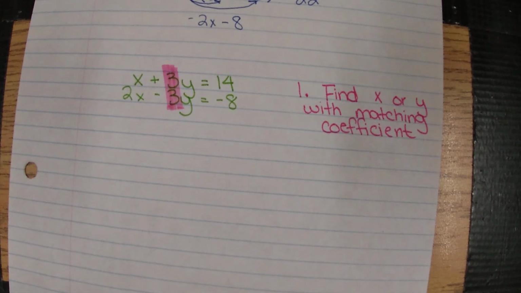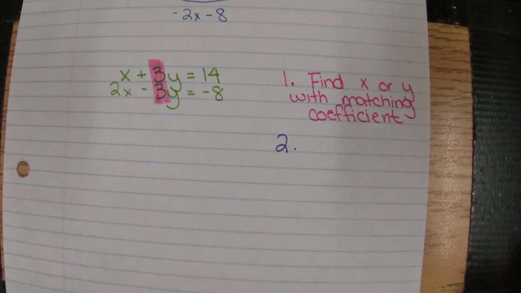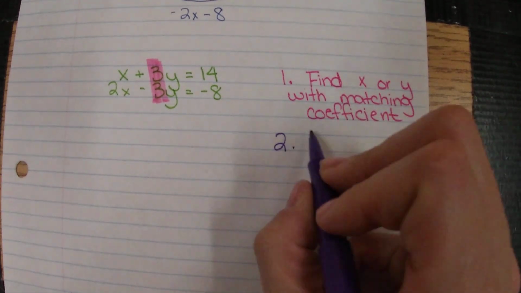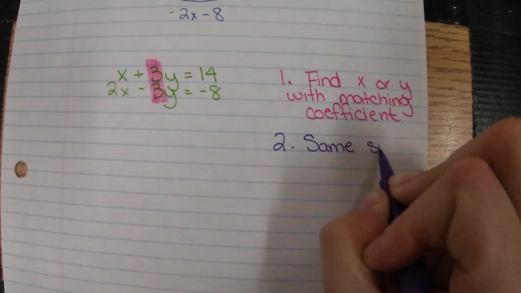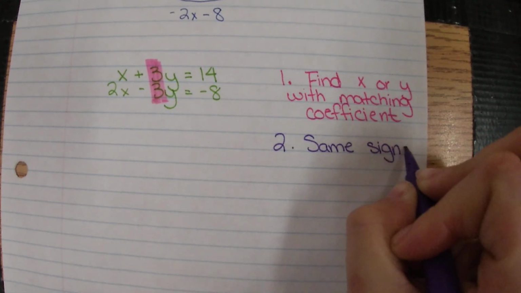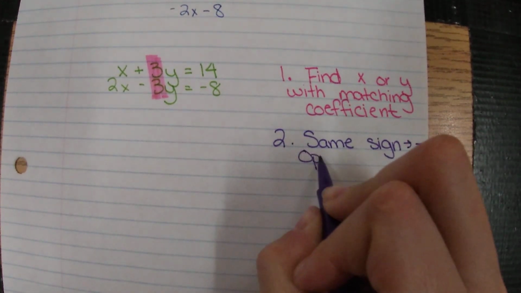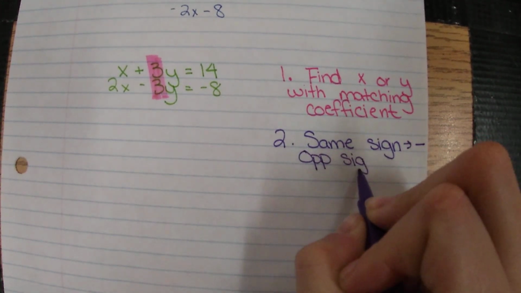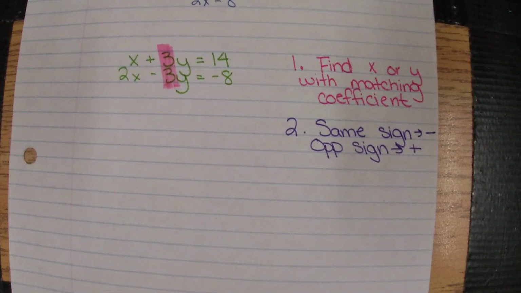Once we decide where we have a matching one, our next step is to decide if they have the same sign or the opposite sign. If they have the same sign, we are going to subtract. If they have opposite signs, we are going to add. And here is why.